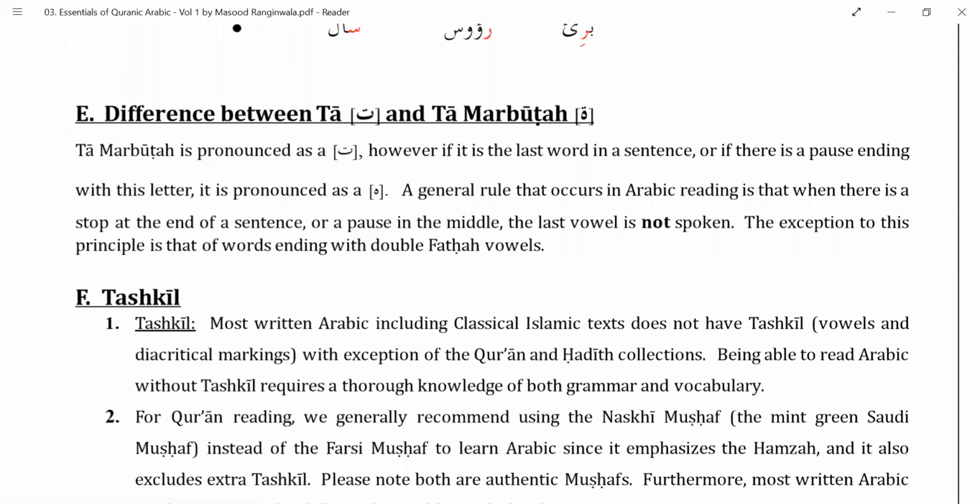Now a closed ta will only come at the end of a word. It cannot come anywhere in between, whereas this ta can come anywhere, in the beginning, in the middle, at the end. But ta marbuta comes only at the end.